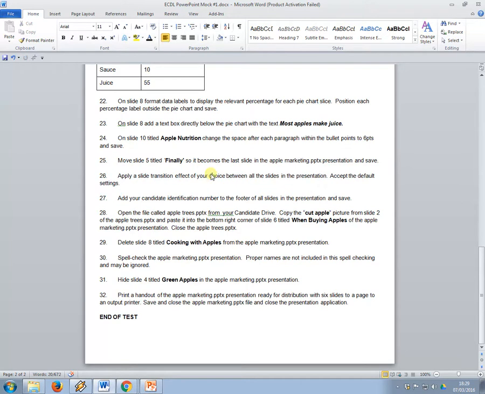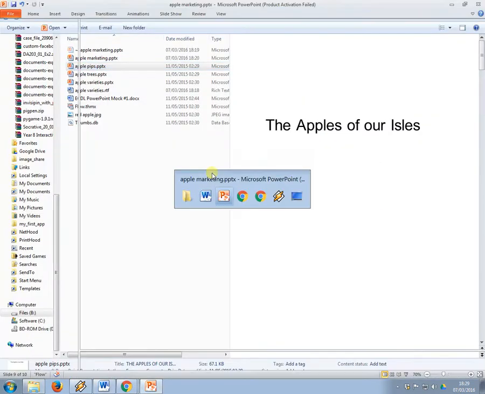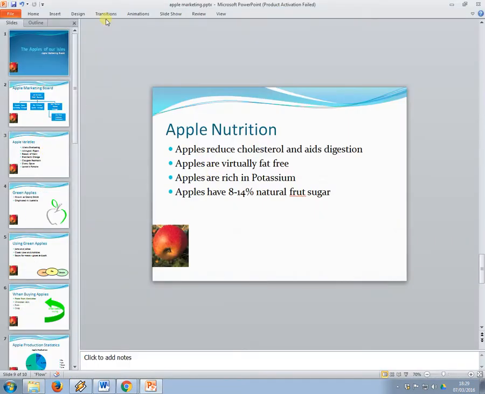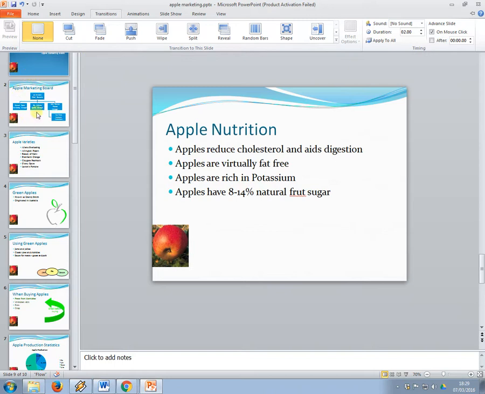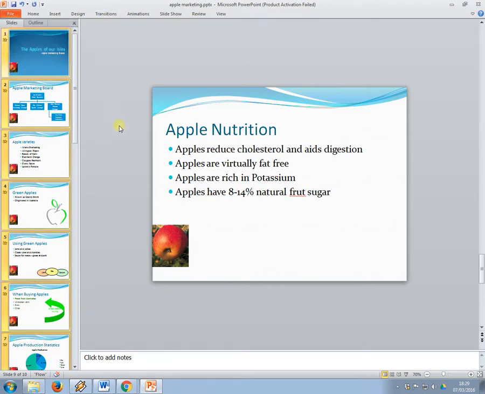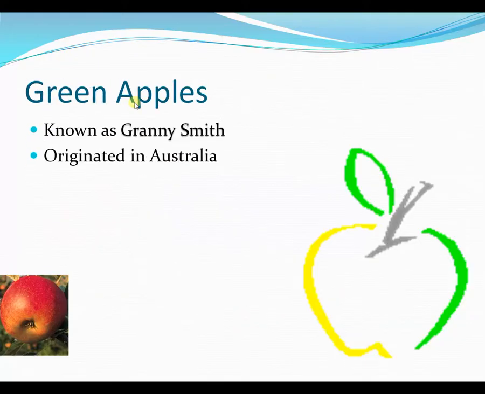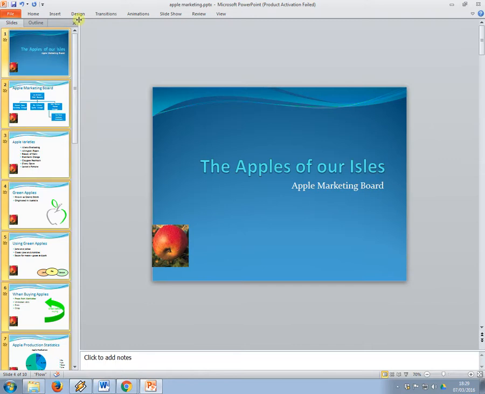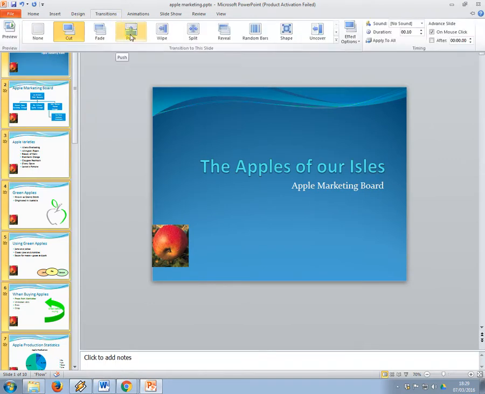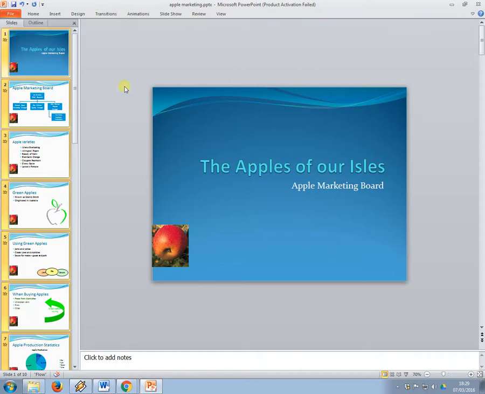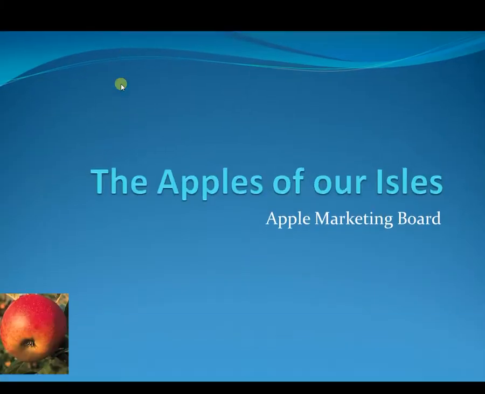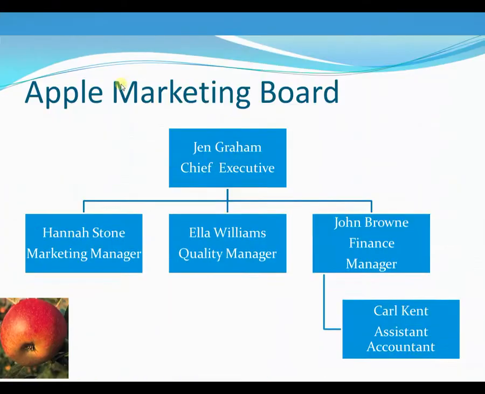Slide transition effect of your choice between all slides except the default ones. So if I go to transitions, and I'm just going to select all of the slides, go to transitions, I'm just going to select this one. So now when I run the presentation, for some reason that didn't work. Let's have a look. Transitions. Click this one, and then let's click apply to all. Okay, so now each slide has a transition going into it.